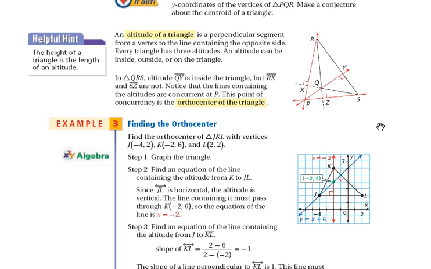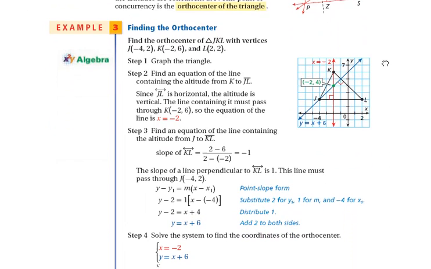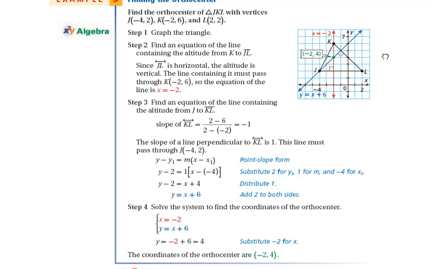So this is the orthocenter of a triangle, is where the altitudes of a triangle all meet together. And again, a couple of examples for you to look at there as well.